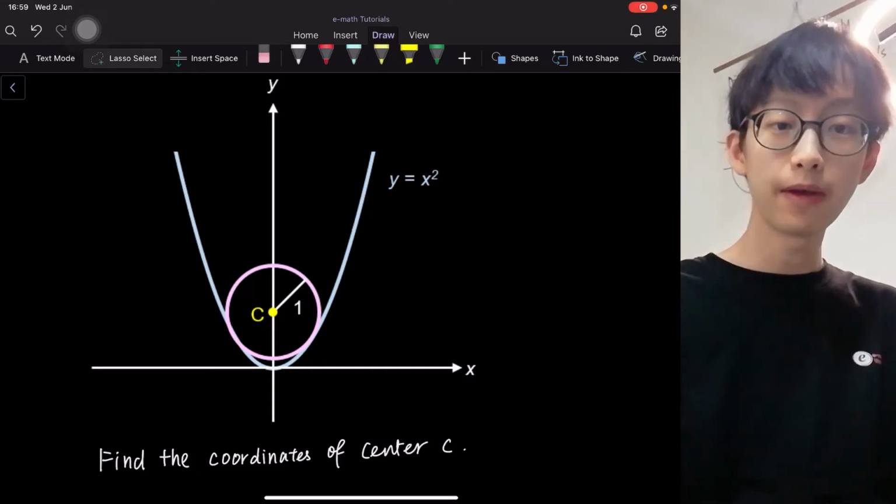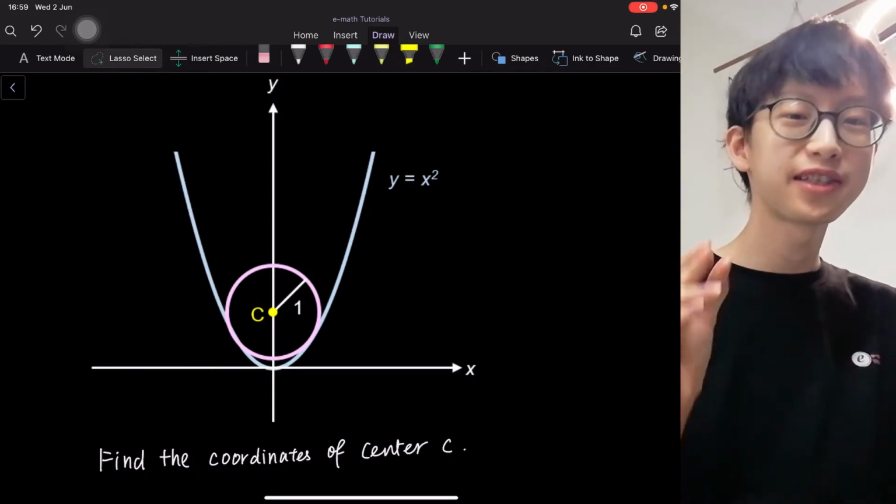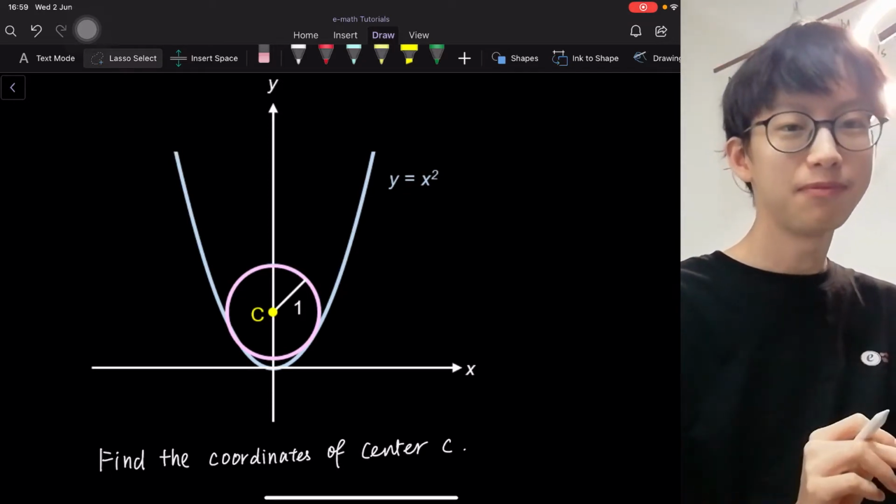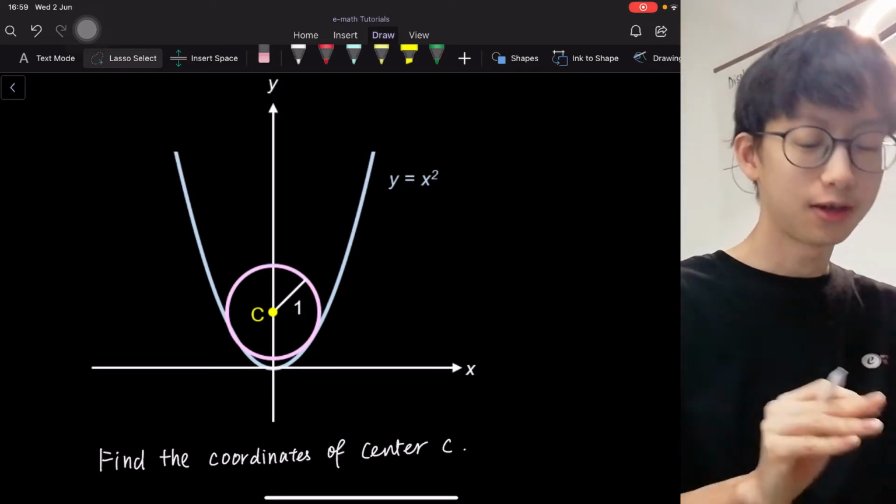Hey guys, welcome to eMath. Today we have another circle inscribed inside a parabola. And this time we need to find the coordinates of the center.